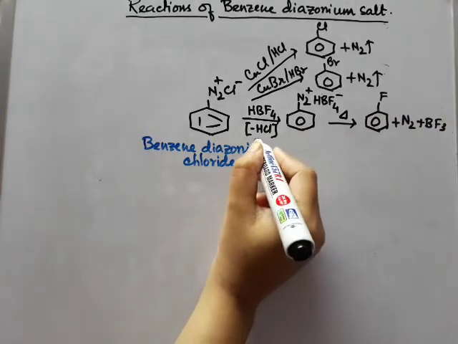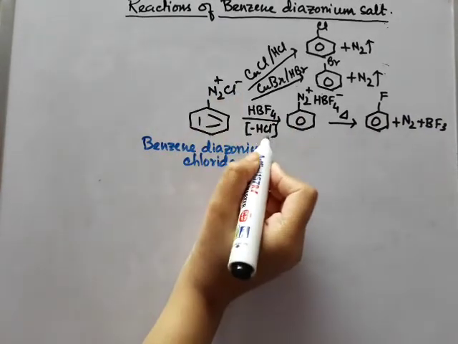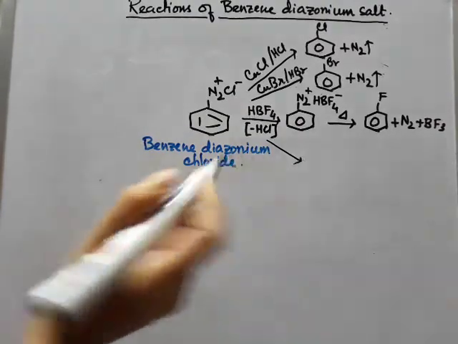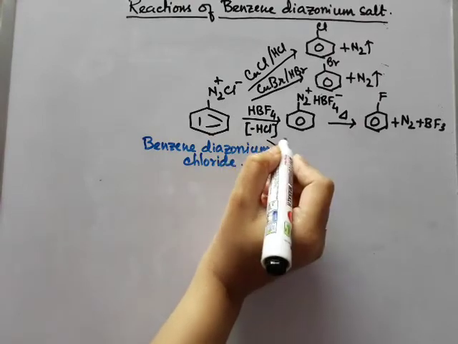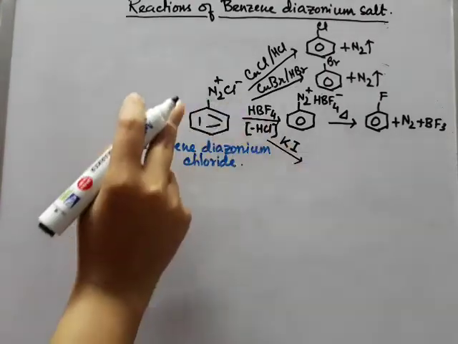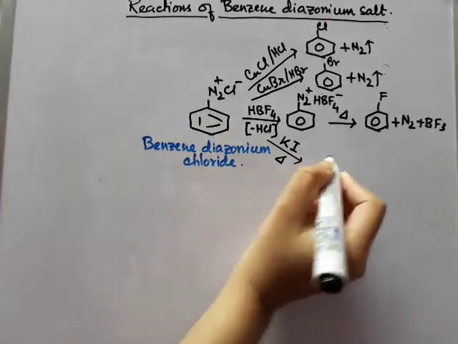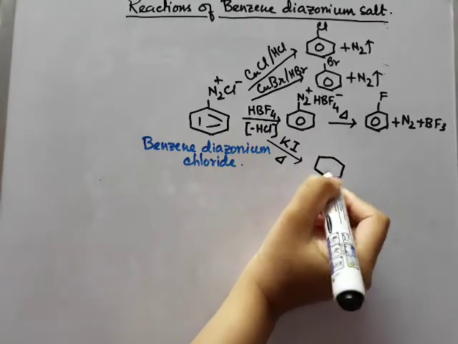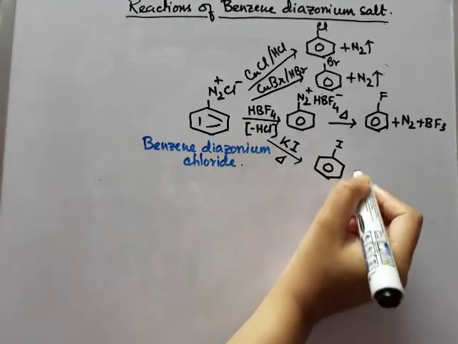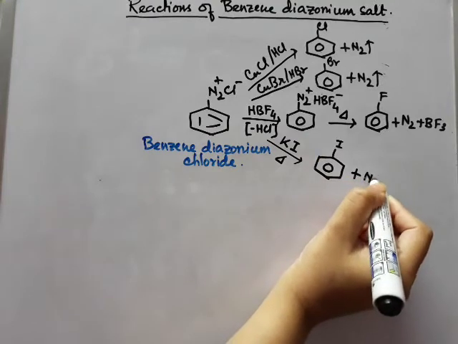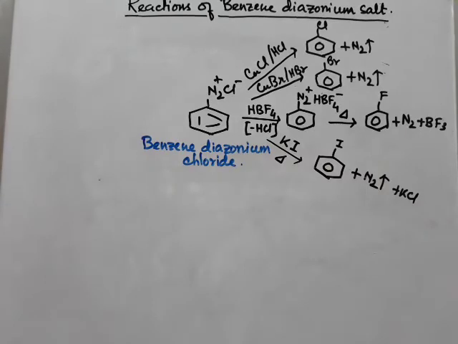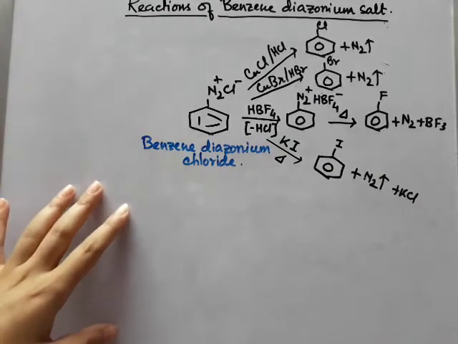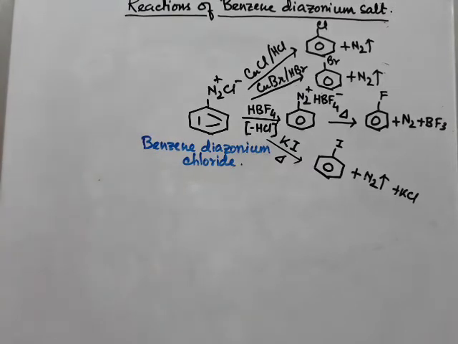Now next is the replacement of this N2+ Cl- by iodine. So how are we going to do that? If we heat this one with KI, then we can get iodobenzene along with the formation of nitrogen gas and of course KCl. Okay, so you can see that halogen incorporation is possible from this benzene diazonium chloride.